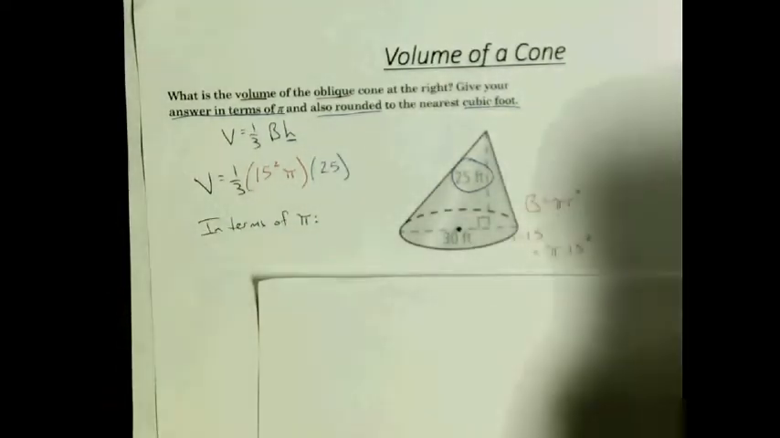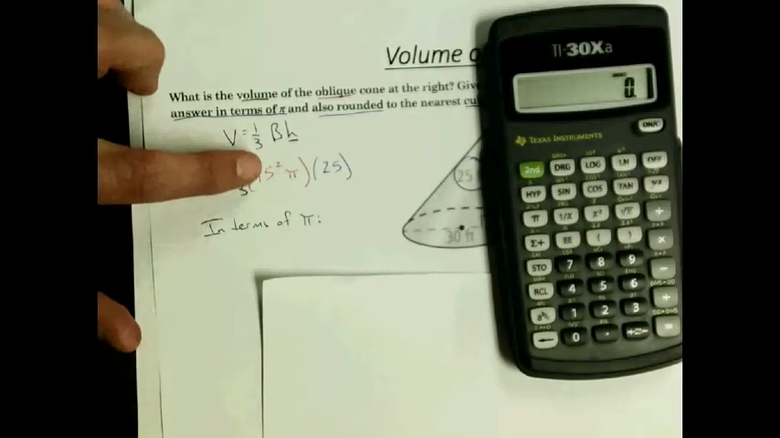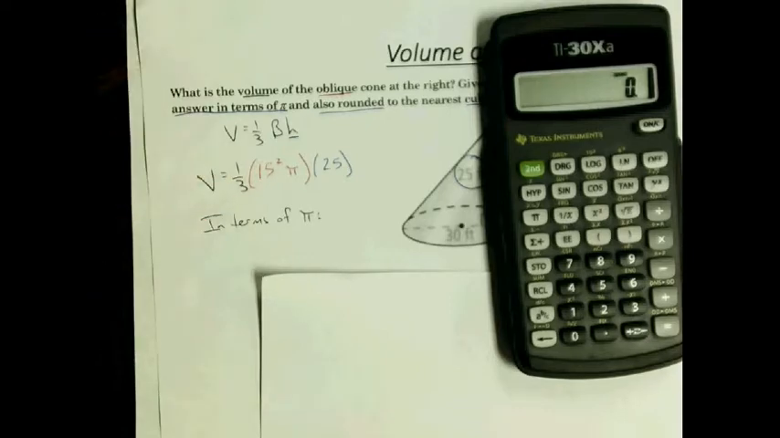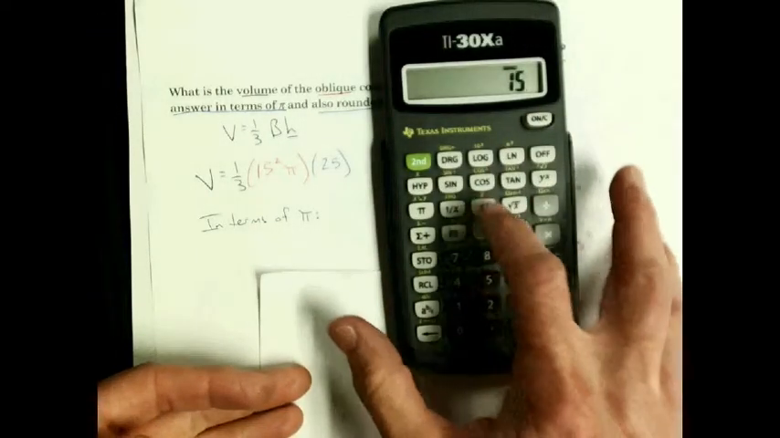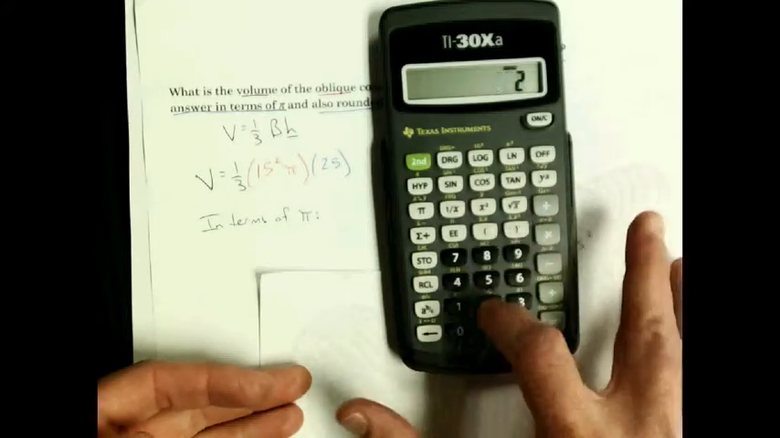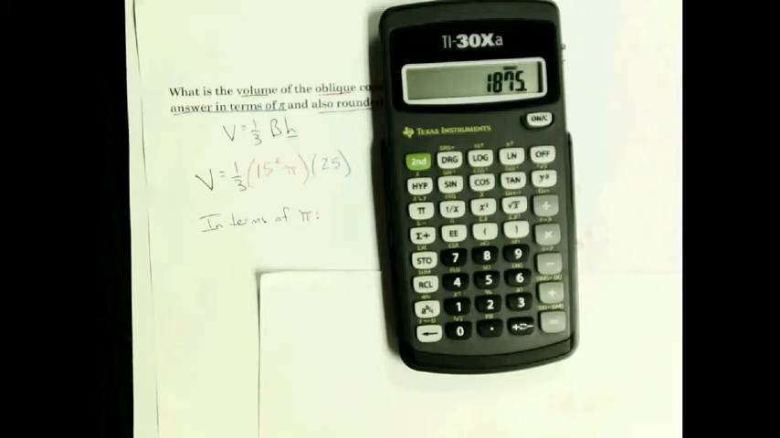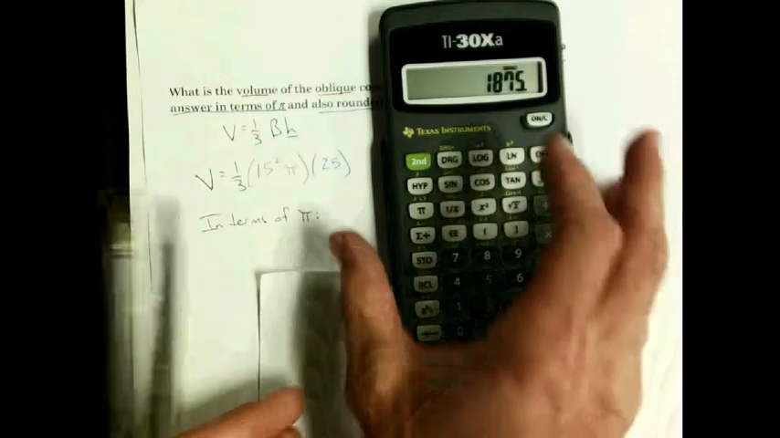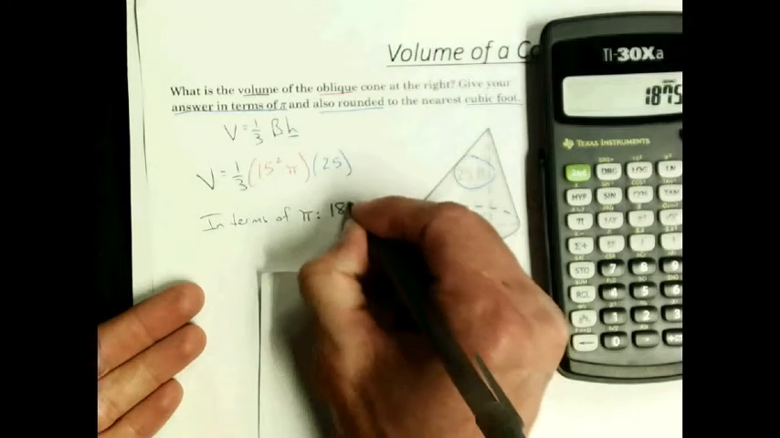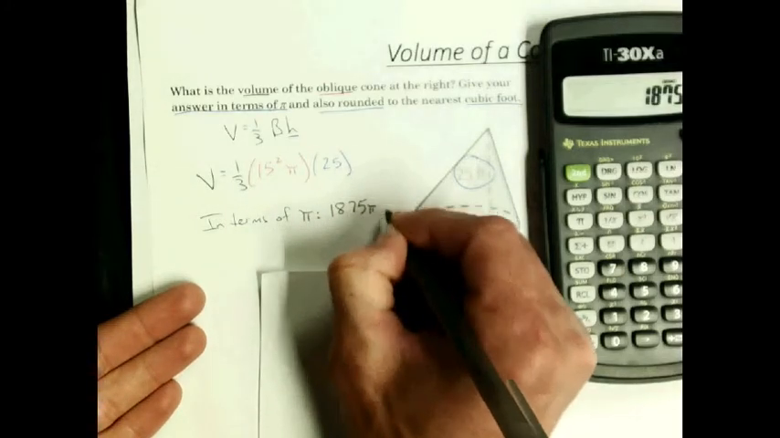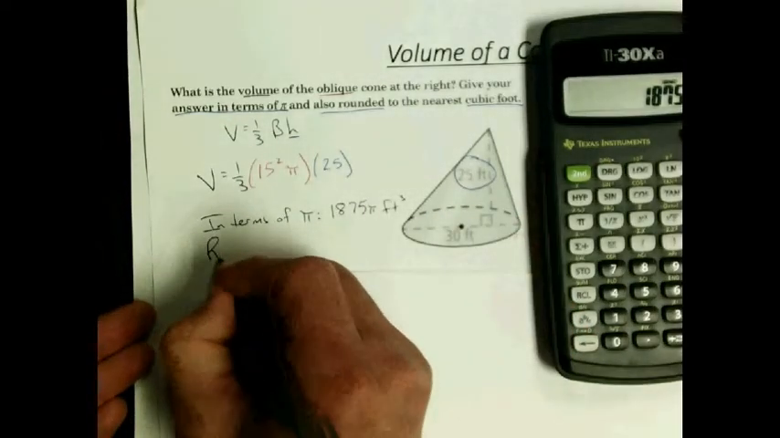Let's do some calculator work. Is it going to be a pretty number? Yes, it is. How do we know? Because 15 is divisible by 3. So at least we know we're going to deal with a pretty number. We have 15 squared times 25, and then we divide that by 3. 1,875 pi's, right? So we're talking about in terms of pi. So it's 1,875 pi cubic feet. That's in terms of pi.